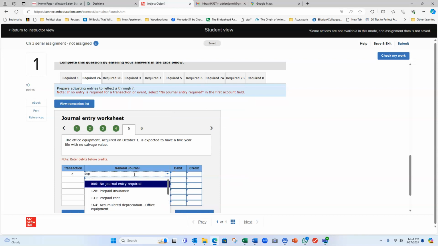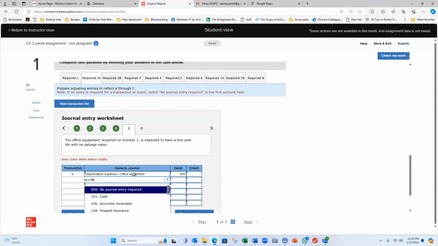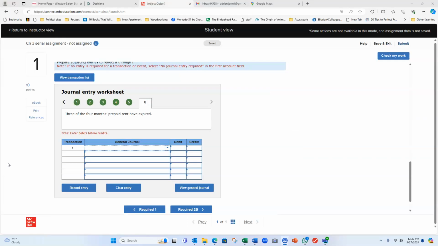It's going to be depreciation expense for office equipment, $405. Accumulated depreciation office equipment, $405. All right. You notice enter the debits before credits always. Sorry for that short glitch.